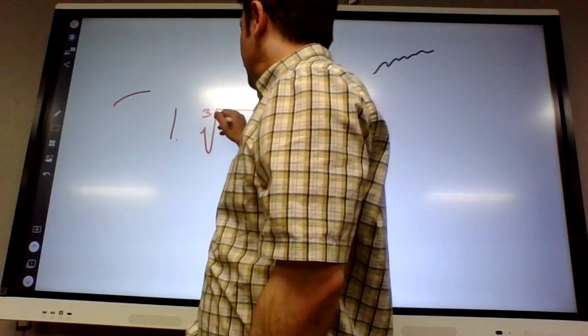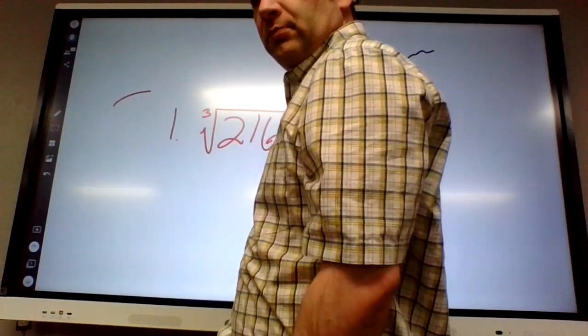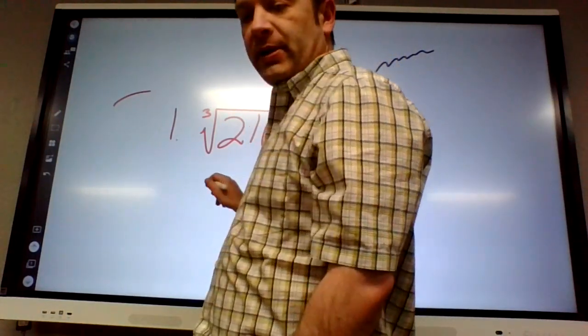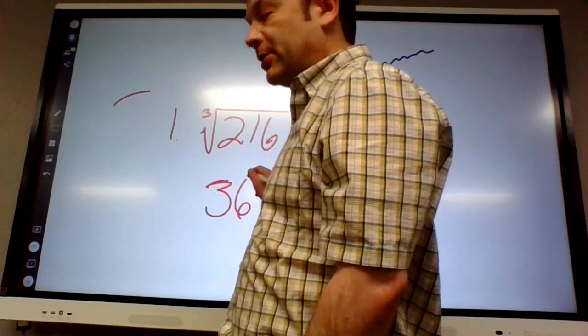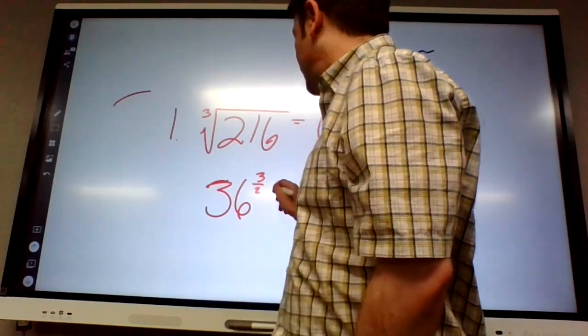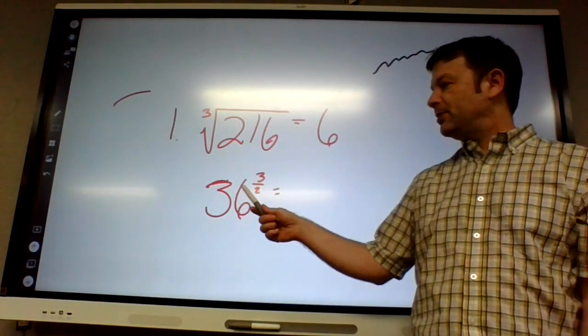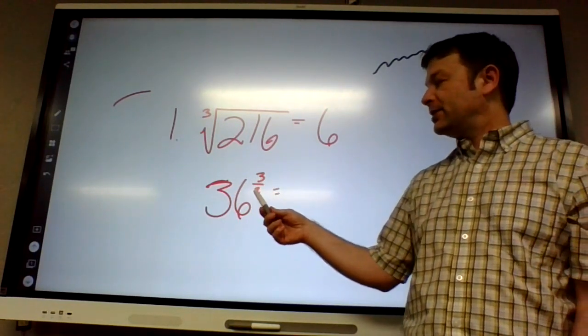So what's cube root of 216? And for 36 to the 3 halves, now that one you can plug in the calculator too. Let's try and remember, what does this mean when it says to the 3 halves? What's another way of writing this?